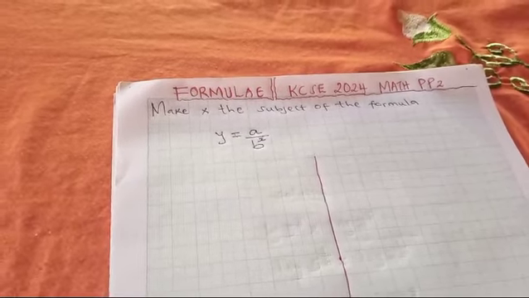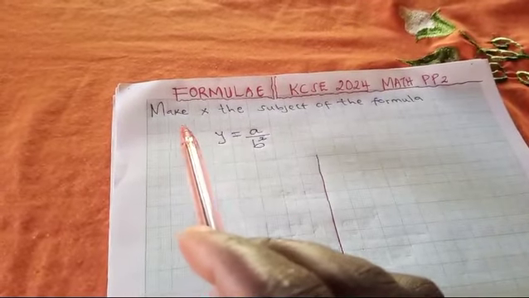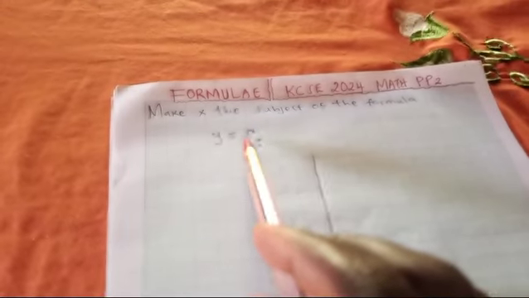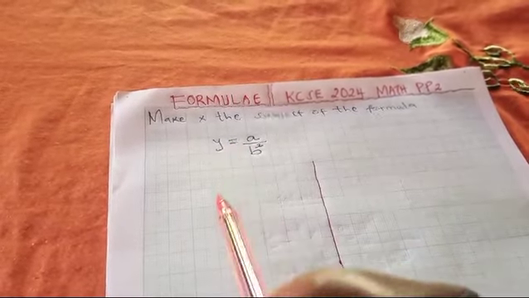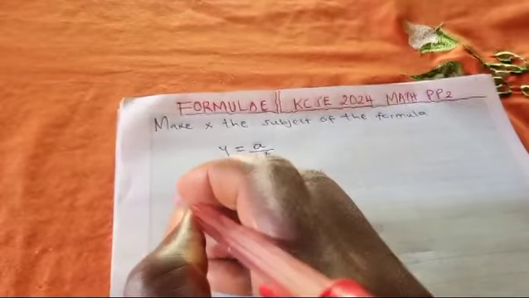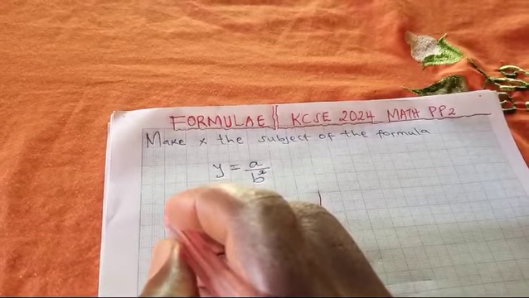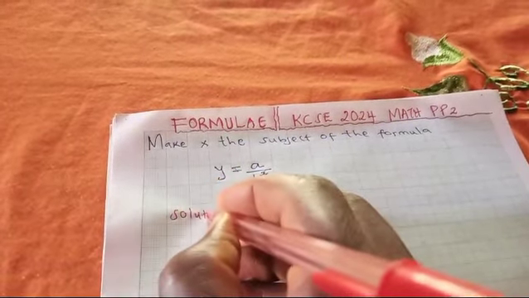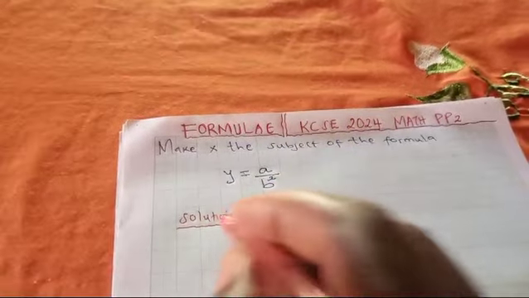Now, we have the question that says make x the subject of the formula y is equal to a divided by b raised to x. Now, we want to make x the subject of the formula, and let us begin with the first method, that is the easiest.